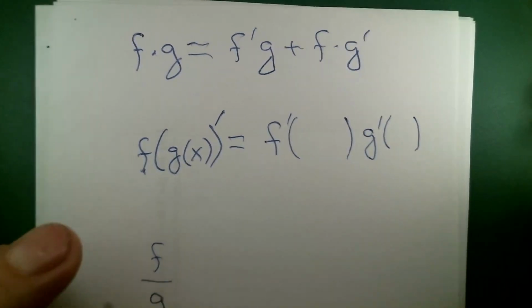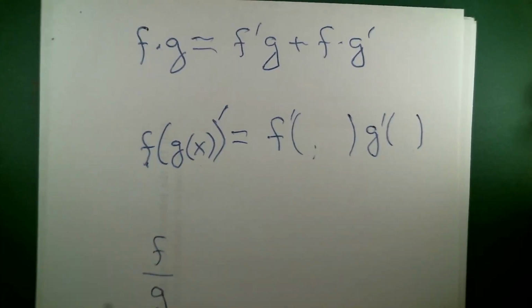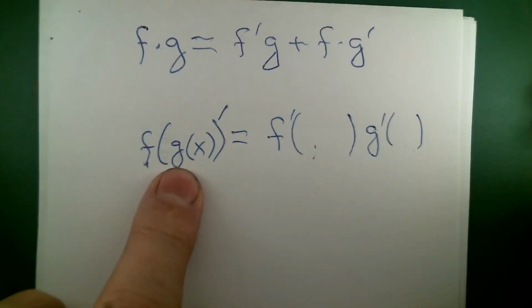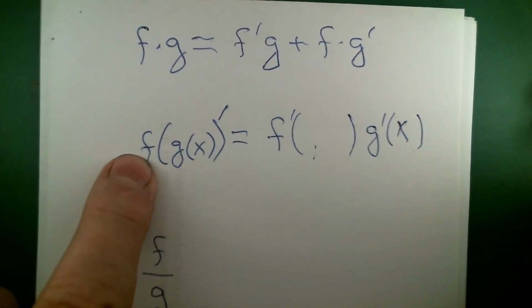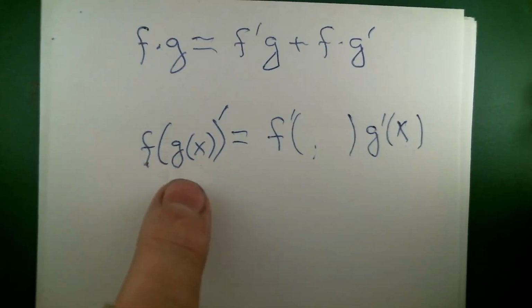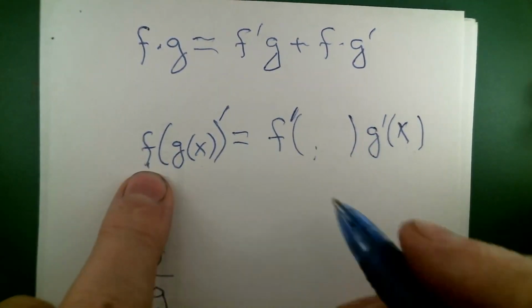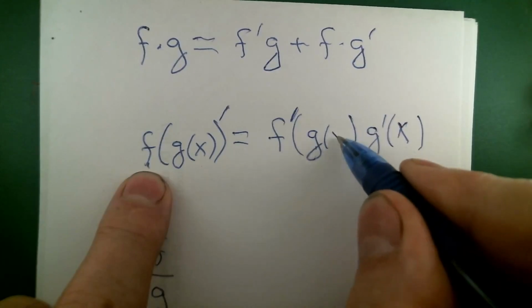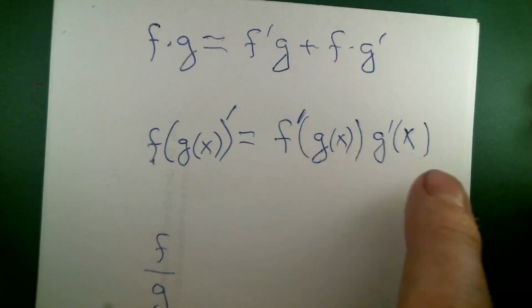Except the problem is, you notice how I left just space to fill in where they're evaluated? They're not evaluated at the same place. Over here, g of x was evaluated at x, and that's where g prime will be evaluated too. But f was not getting x as its input. It was getting whatever g did to x as its input. So f prime needs to be evaluated at the same place f was, which is g of x. That's really just f prime times g prime, but evaluated in different places.